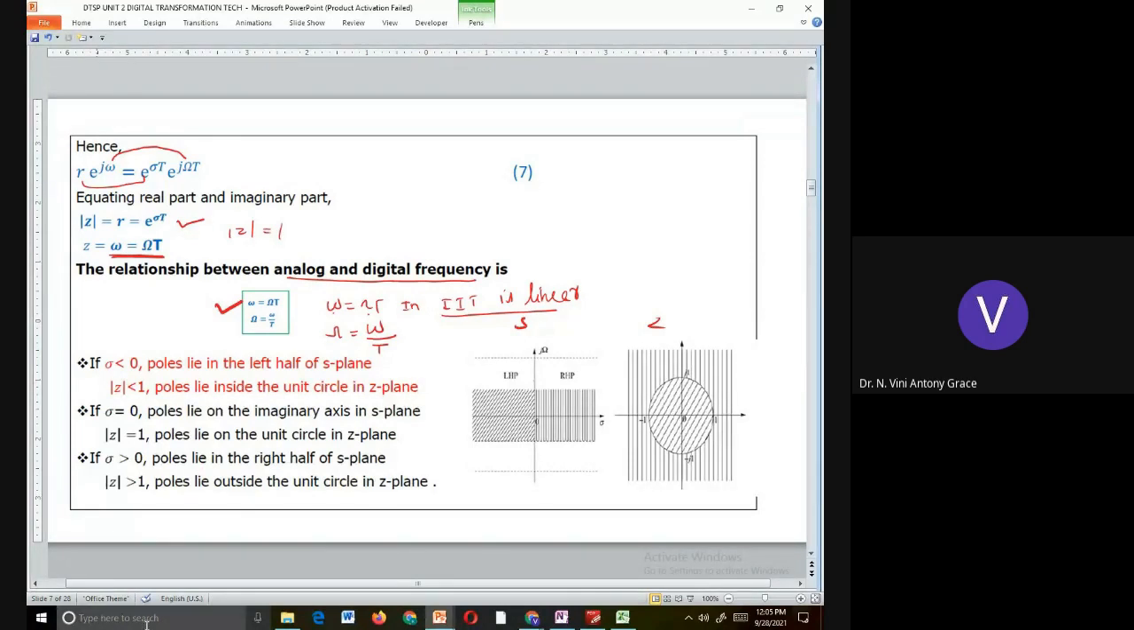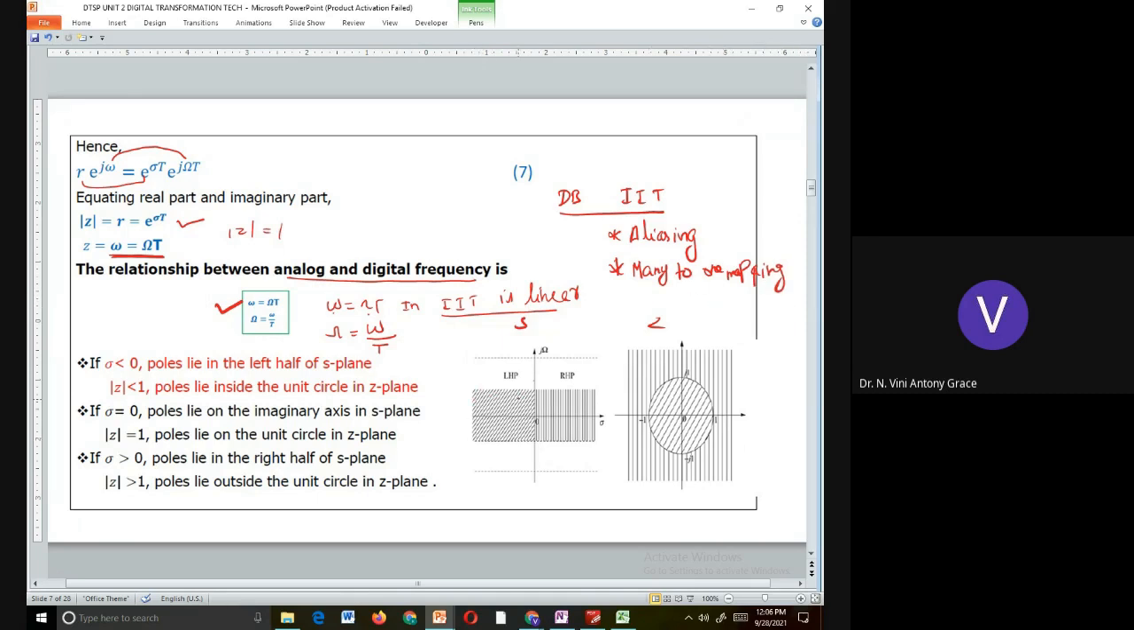So the main drawback in IIT is you will get aliasing. Since we are employing a technique called sampling to convert Ha of t into H of z, definitely there will be aliasing. And one more thing to be noted here is this impulse invariant is called many to one mapping. Many to one mapping. This is also a drawback here.